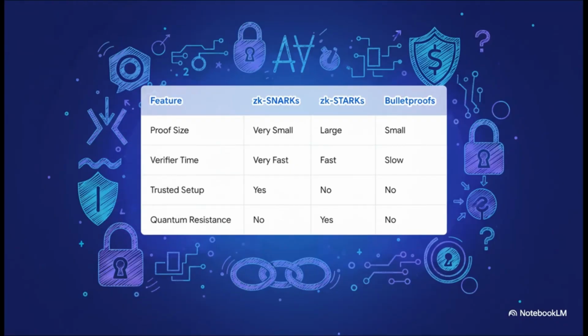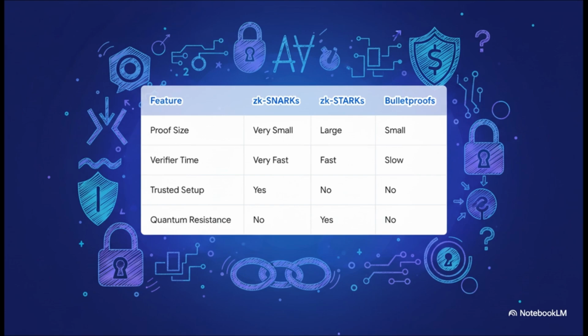Okay, so let's look at the big three you'll hear about most often: zk-SNARKs, zk-STARKs, and bulletproofs. Think of this as a classic engineering trade-off. On one hand, you have zk-SNARKs. These are incredibly popular, and for good reason. The proofs they generate are super small, and they're really fast to verify. That's a huge deal for something like a blockchain where space and time are precious. But they come with a big asterisk. Most of them require what's called a trusted setup. We'll get to that in a sec.